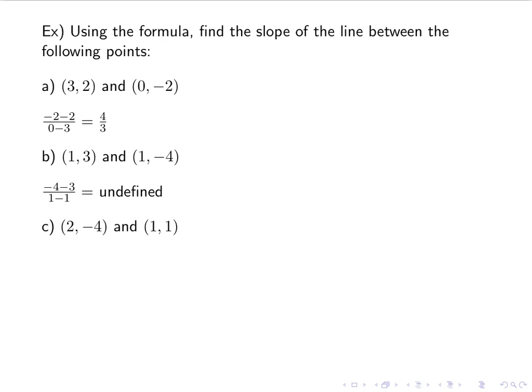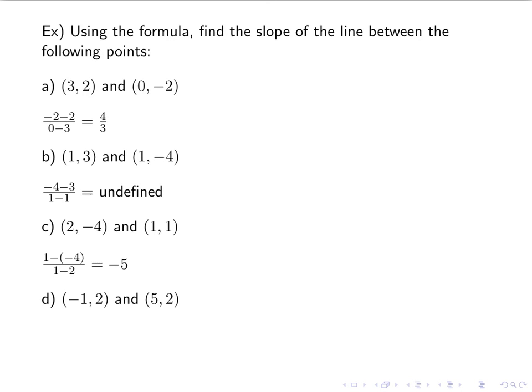2, -4, and 1, 1. So 1 minus -4, notice we have a double negative there, so that will become 1 plus 4. And then 1 minus 2. So 1 minus -4, again, is 1 plus 4, that's 5. 1 minus 2 is -1. 5 divided by -1 is -5.